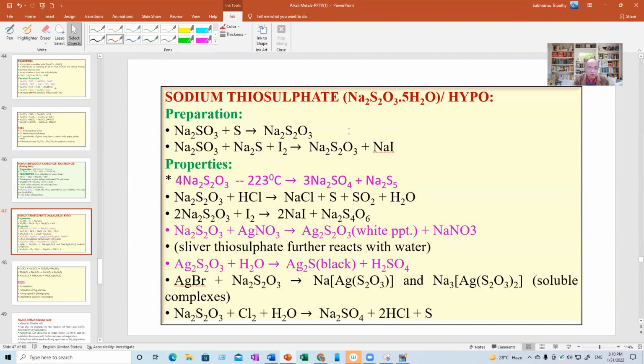Now coming to sodium thiosulfate, which is a bit intimidating. I'm sorry for you, but never mind. I will make you understand, and you will get a feel-good factor to study the chemistry of sodium thiosulfate. It is available in the market as a pentahydrate called hypo.